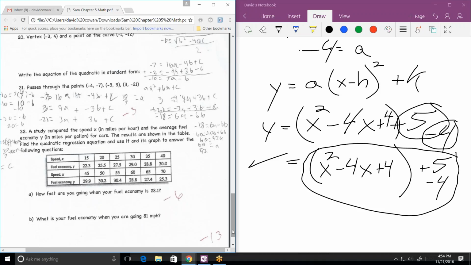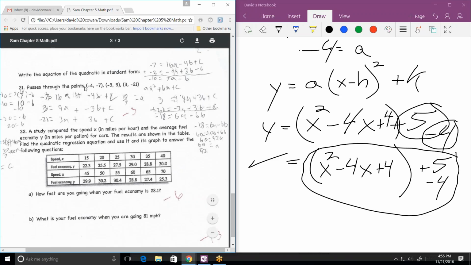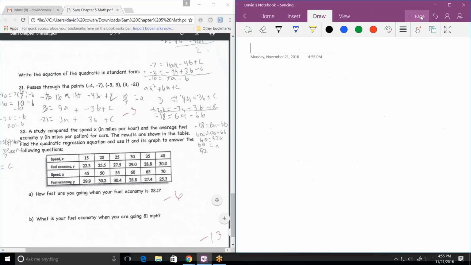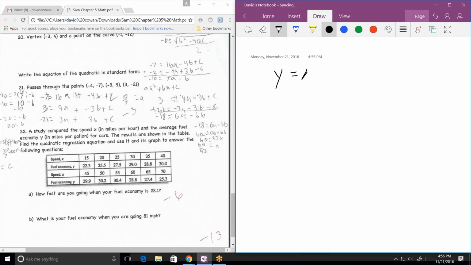Number 21 is, there's only one way to do 21. And that's to come up with 3 equations, 3 unknowns. Because we don't know the vertex. We don't know anything about it except these 3 points are on the parabola. So couldn't we do the process I did? Yeah, it looks like you can do it exactly that way. In other words, probably the best way to do this is to write it in standard format.